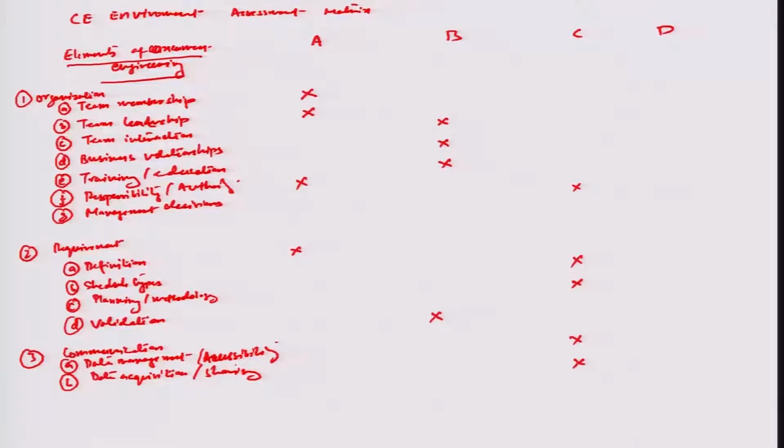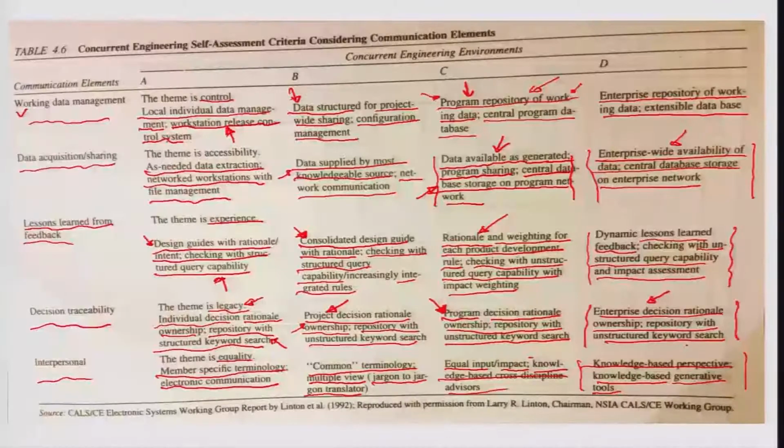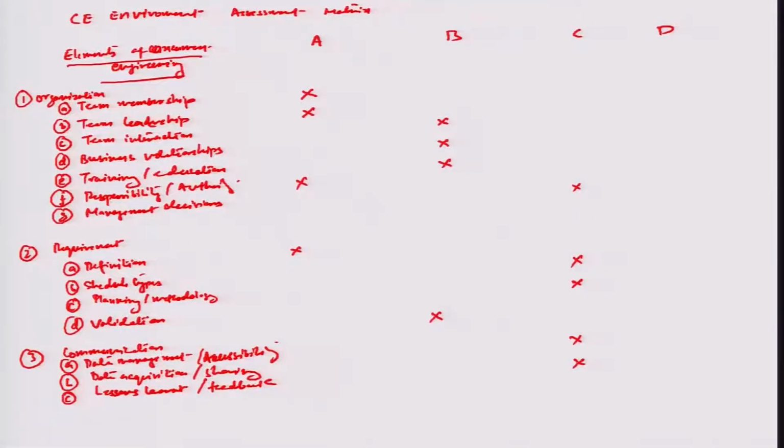Similarly, let's say lessons learned for feedback, that is the third sub element. This is mostly about experiential feedback. We know that the team members are focused on product and their project goals, so a very skewed way of thinking here. If you have a consolidated design guide with rationale and a little bit of structured query capability, or with increasingly integrated rules, you are talking about a level B where such feedback can be generated. So you have some rationale behind what you are thinking, although a very minuscule level, which is good enough at this stage because team members are focused on their project goals. So slightly above the product orientation, we will say this is stationed at level B.